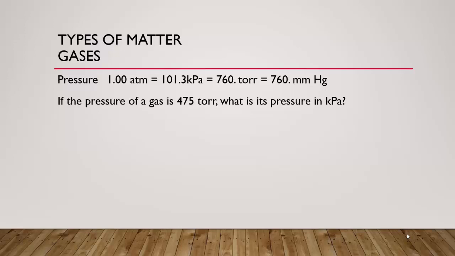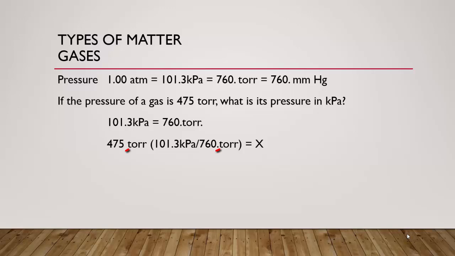So, for example, if we have a gas where the pressure is 475 torr, what is its pressure in kilopascals? This is a dimensional analysis problem. We know that 101.3 kilopascals equals 760 torr. So 475 torr times 101.3 kilopascals divided by 760 torr. Notice the torr cancels out. Equals X, which is the pressure we're interested in. We get 63.3 kilopascals equals X. So we can say 475 torr equals 63.3 kilopascals.